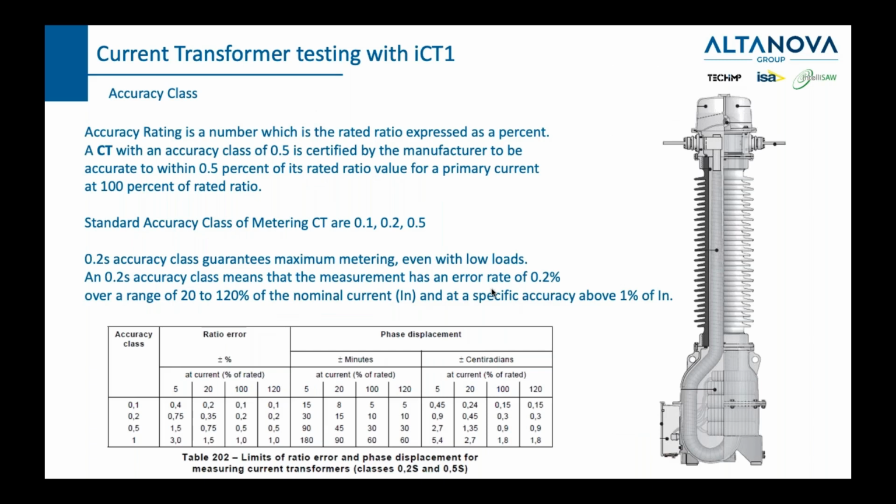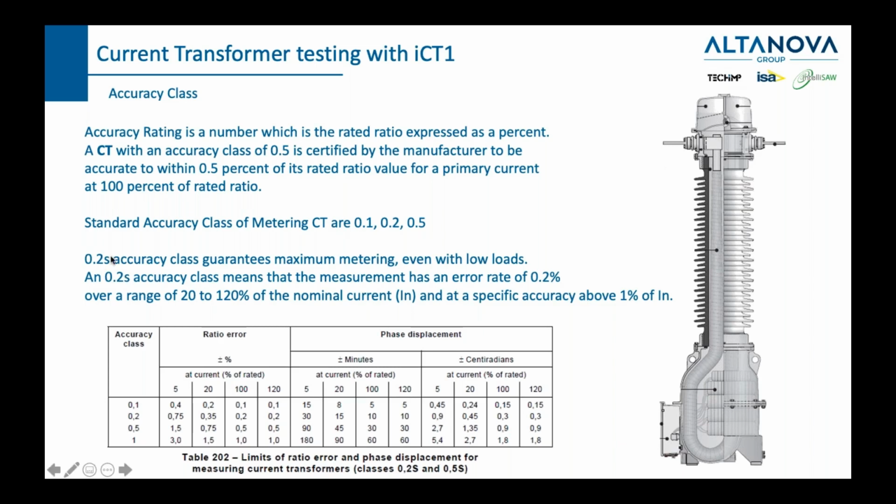And we also have an accuracy class as an important parameter. An accuracy class here is a rating. It is a number which is expressed as a percent. If we have, for example, a CT accuracy 0.5, that means that at 100% of nominal current, the error cannot be more than 0.5%, the ratio error. There are different standard accuracy classes, 0.1, 0.2, 0.5. There is also 1 and 3, but these are more for protective CTs.